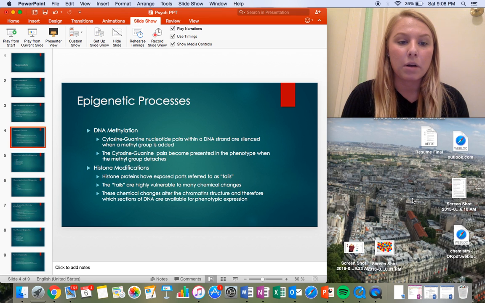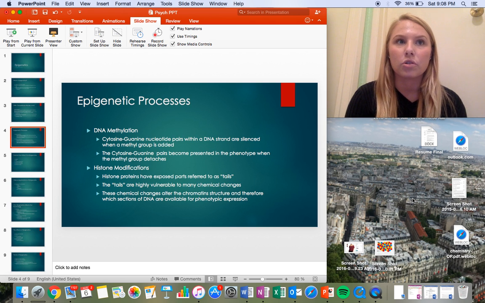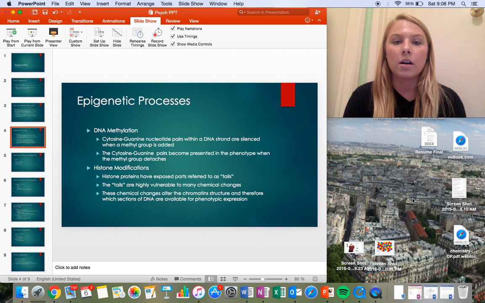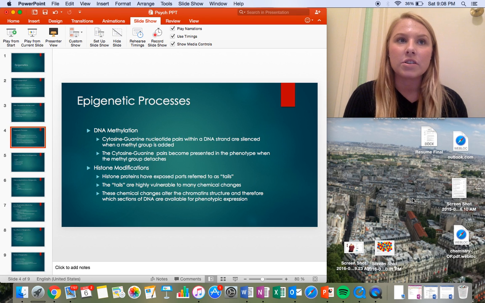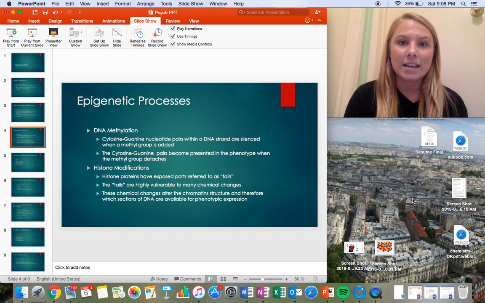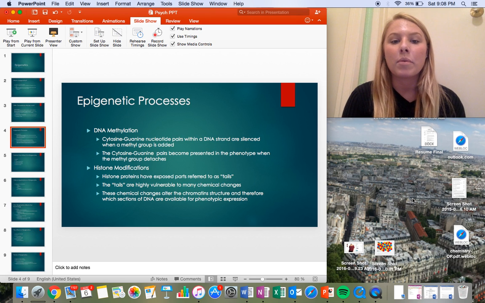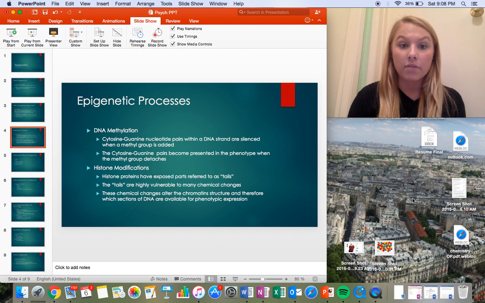The next process is called histone modifications. Histone proteins have exposed parts to them called tails, and these tails are highly vulnerable to chemical changes in their environment because these chemical changes essentially alter the chromatin structure, and this alteration determines which parts of the DNA sequence are accessible to the tRNA, and therefore which ones are going to be expressed in our phenotype and which ones aren't going to be expressed in our phenotype.